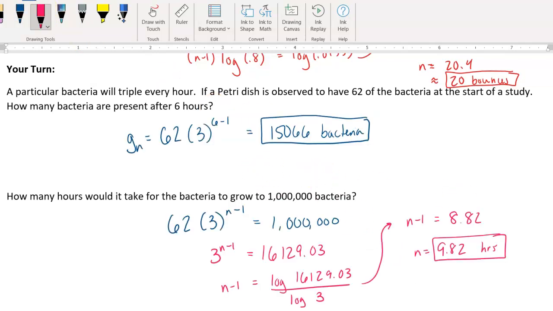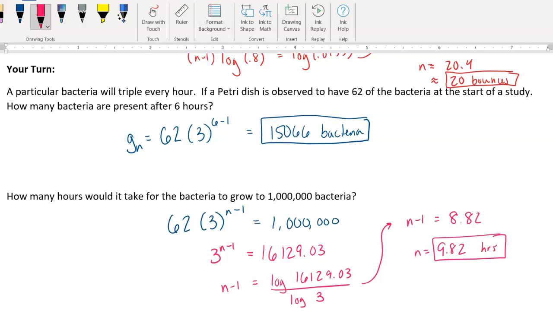So in the first part, you should have gotten 15,066 bacteria after only 6 hours. Again, if it starts with 62 and triples every hour, it's going to increase rather quickly. Remember, that's the idea of an exponential function. It doesn't increase at the same rate. As time goes on, it's going to increase or decrease rather quickly.